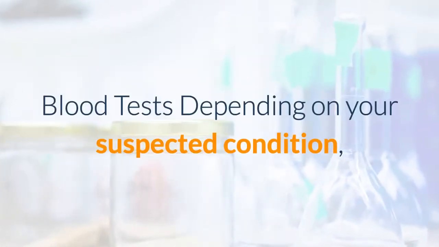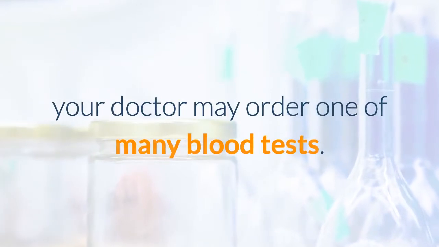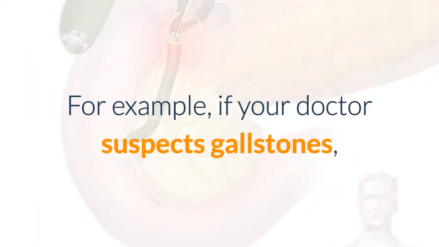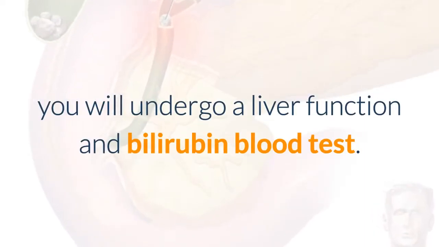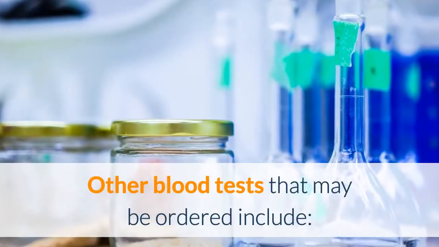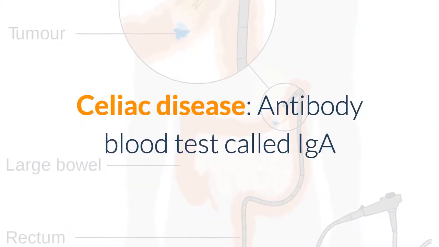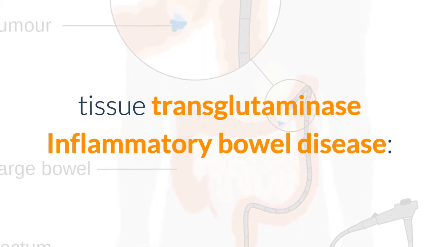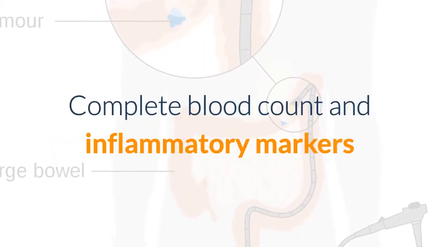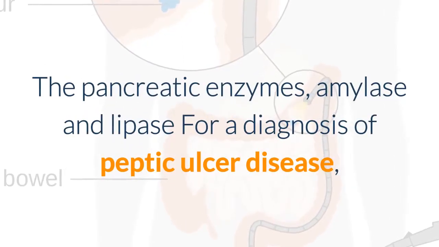Blood tests. Depending on your suspected condition, your doctor may order one of many blood tests. For example, if your doctor suspects gallstones, you will undergo a liver function and bilirubin blood test. Other blood tests that may be ordered include, for celiac disease, antibody blood tests called IgA and tissue transglutaminase; for inflammatory bowel disease, a complete blood count and inflammatory markers like C-reactive protein (CRP); and for pancreatitis, the pancreatic enzymes amylase and lipase.